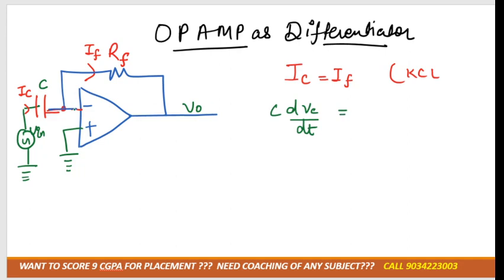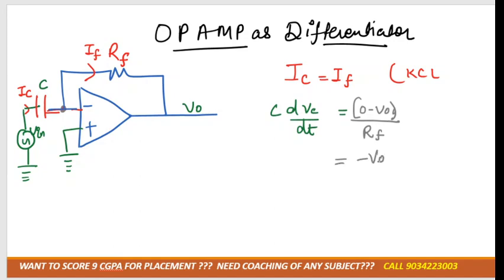Now IF is moving from 0 to V0 or V0 to 0? Tell me. It is moving from 0 to V0. So that would be 0 minus V0 divided by RF, right? So similarly, what we want to calculate here is the value for V0. How can we get the value of V0?